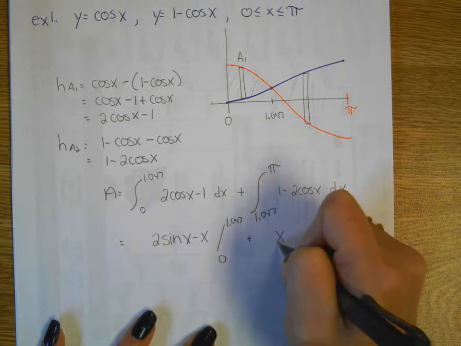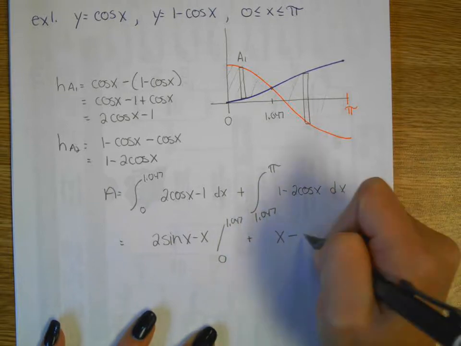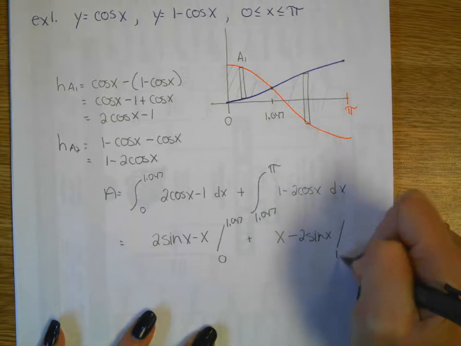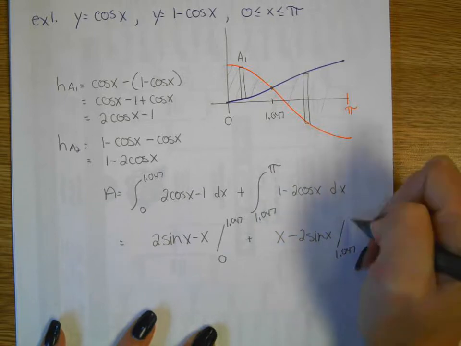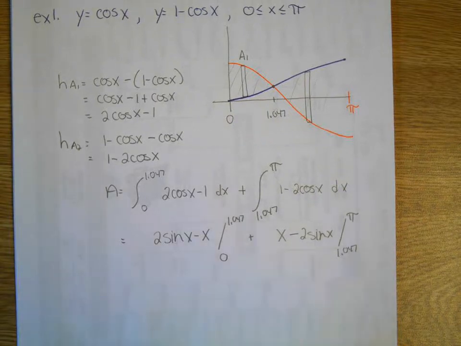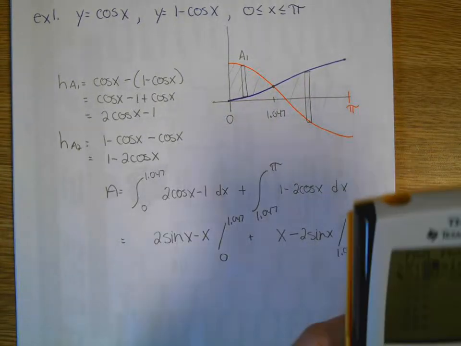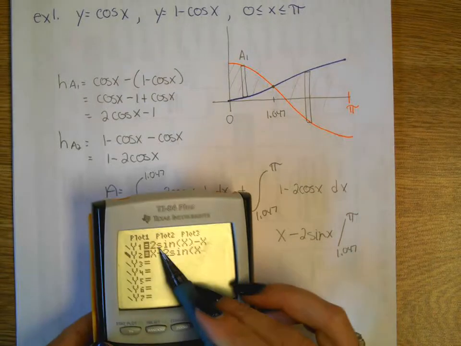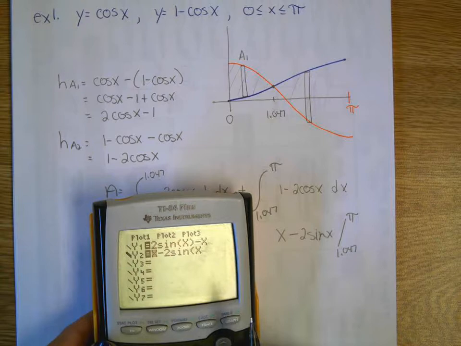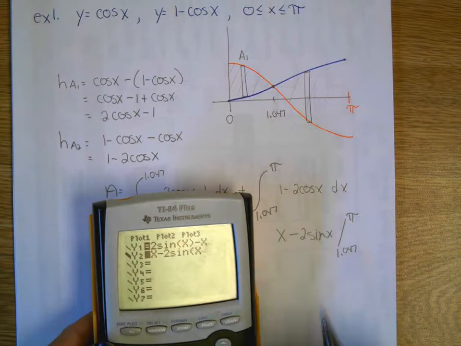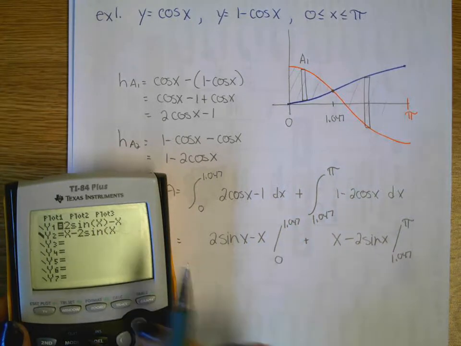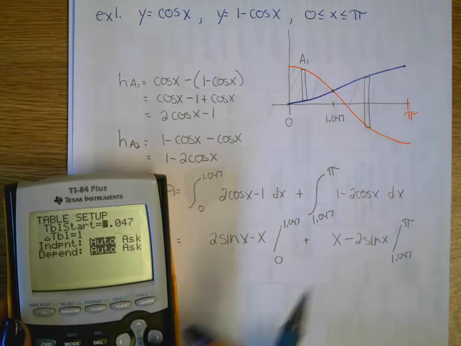Here, x minus 2 sine x from 1.047 to pi. And I have those in this one. Yep, I already put them in. 2 sine x minus 1 is my first one. I'll just shut this second one off. And I want 1.047. Got it.